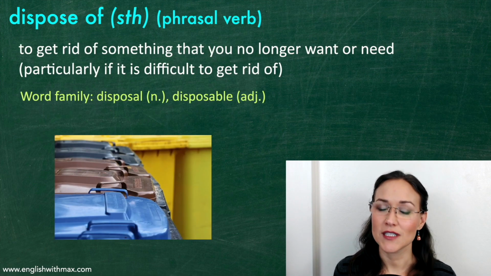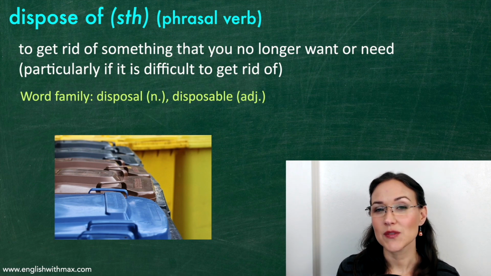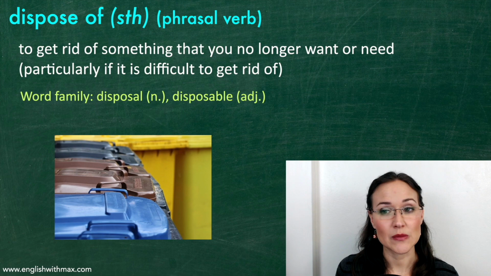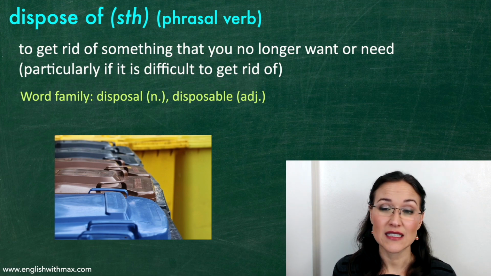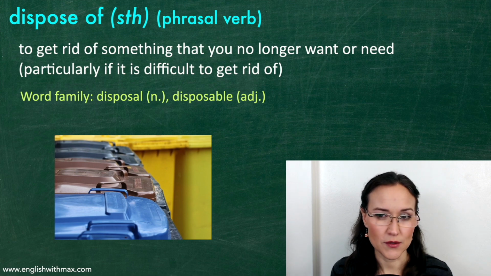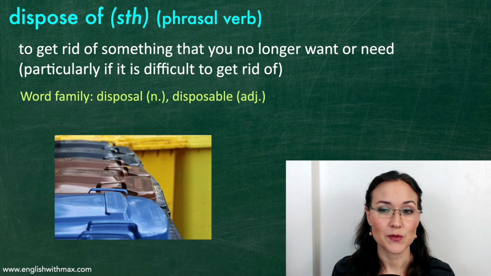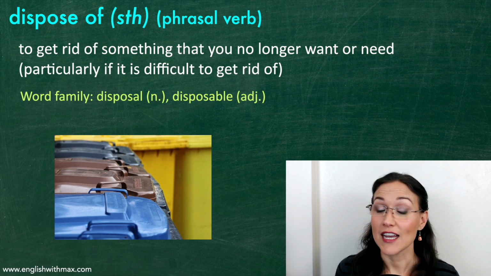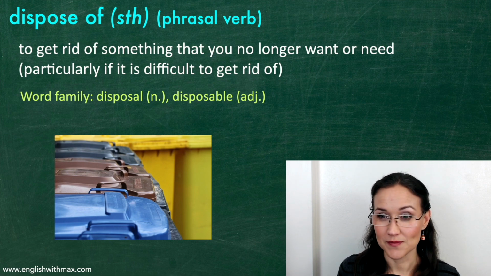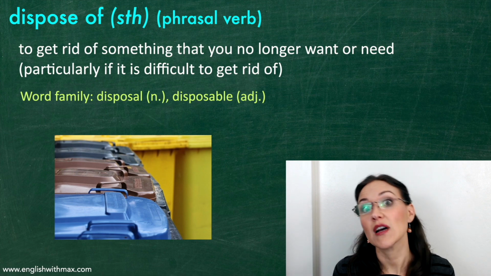And now we have a phrasal verb. This is dispose of something. To dispose of something means to get rid of something that you no longer want or need, particularly if it is difficult to get rid of. The noun is disposal, which means the act of disposing of something. The adjective is disposable, and that means made to be thrown away after it is used.